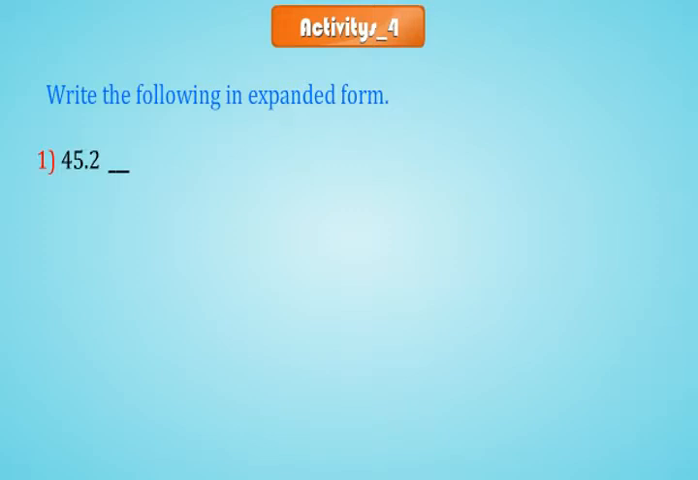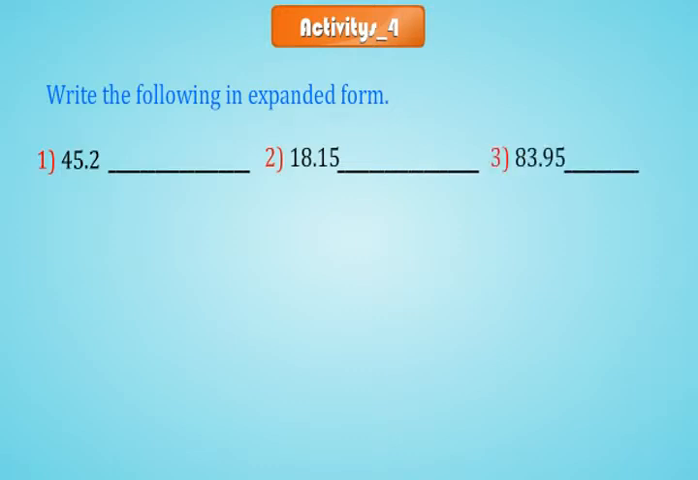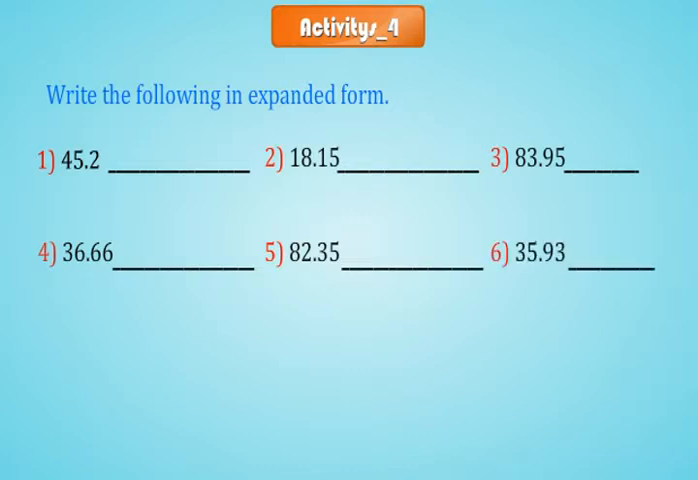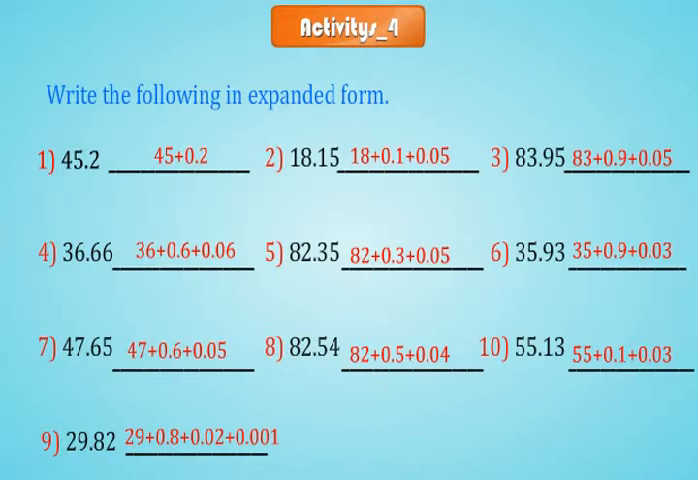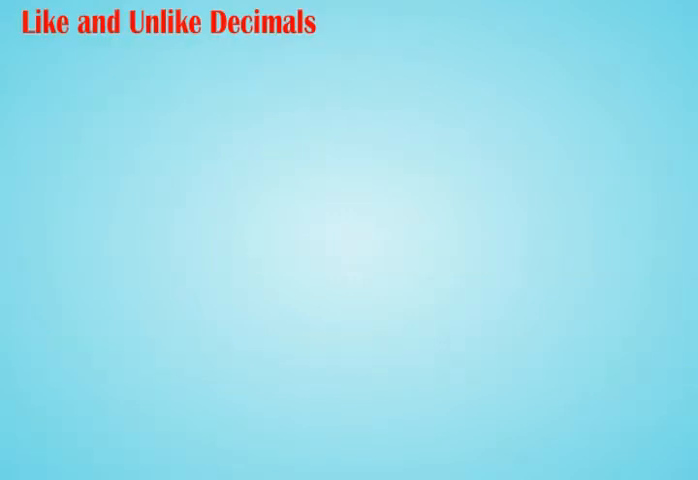Activity 4. Write the following in expanded form. 1. 45.2. 2. 18.15. 3. 83.95. 4. 36.66. 5. 82.35. 6. 35.93. 7. 47.65. 8. 82.54. 9. 29.82. 10. 55.13.